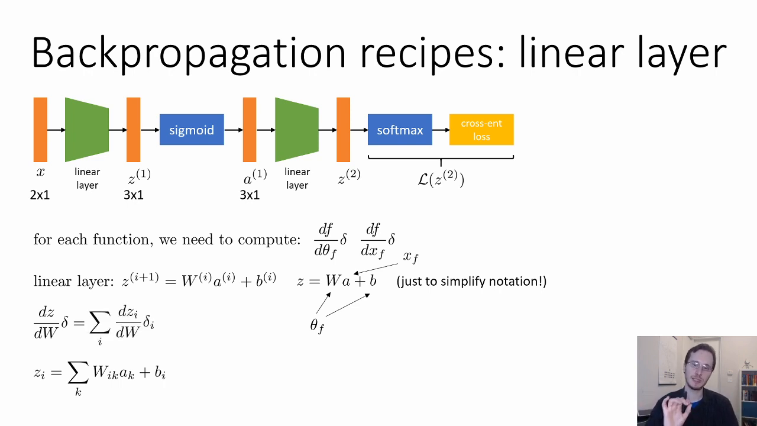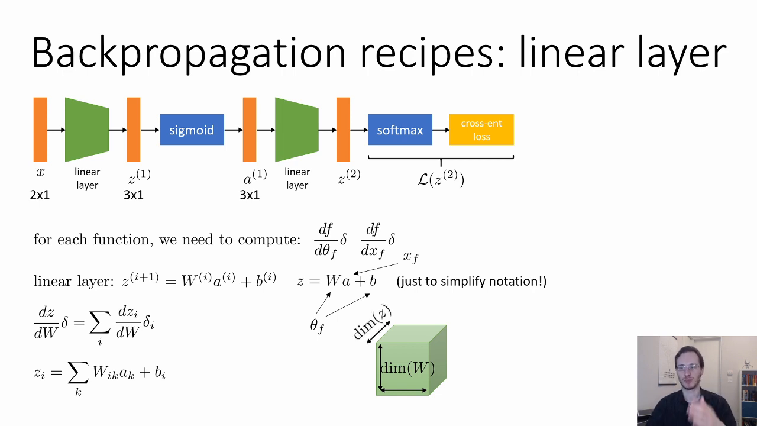Now, dz dw times delta can be obtained as a sum over every entry in delta of dzi dw times delta i. This is not an obvious statement. And in fact, there's something a little bit complex here because dz dw is the derivative of a vector with respect to a matrix, which means it must actually be a three-dimensional quantity. So you can think of it as a cube where every slice of that cube is a matrix of the same dimensionality as W, and the number of slices is the number of dimensions in Z. So for every dimension in Z, there's a different W-shaped derivative.